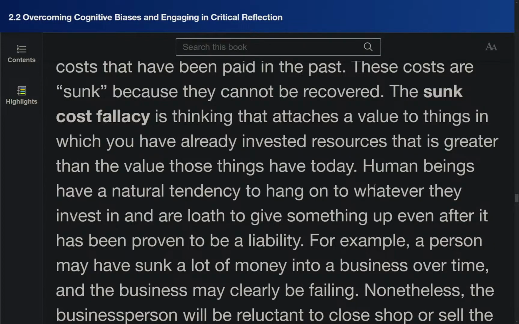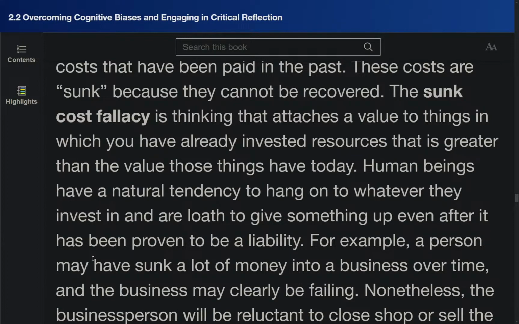Human beings have a natural tendency to hang on to whatever they invest in and are loath to give something up even after it has been proven to be a liability.